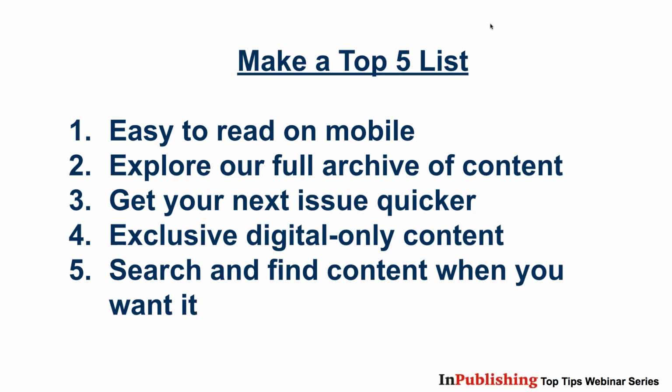Here are some examples. It's easy to read on mobile now. Maybe your readers don't know that and they need to be educated about it. They need to know you have an archive that's sitting out there that can be searched. The issue could be served up quicker. There's exclusive content. The answers aren't all the same for everyone, but you need to figure out what they are and then truly promote it.